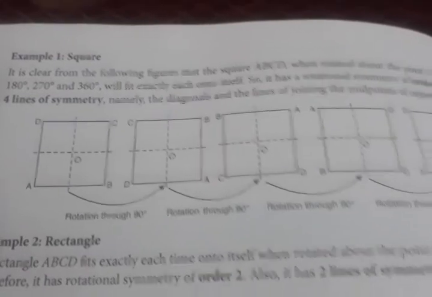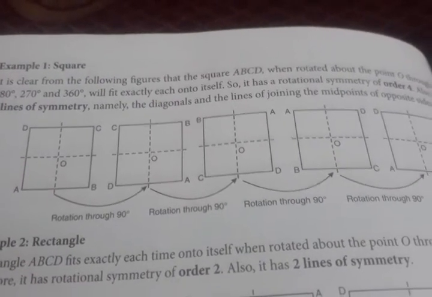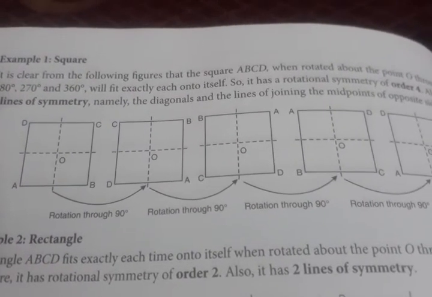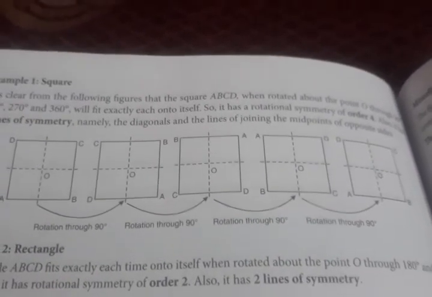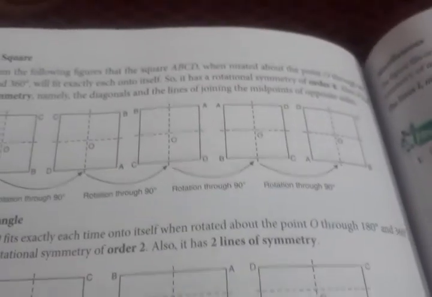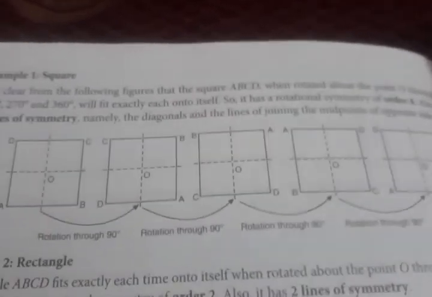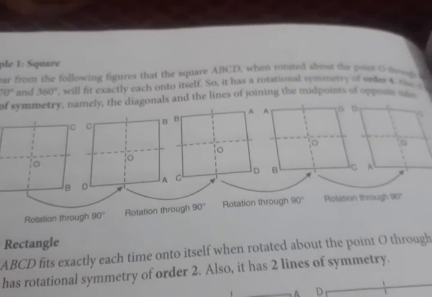It is clear from the following figures that a figure ABCD, when rotated about the point O through 180 degree, 270 degree and 360 degree, will fit exactly each onto itself. So onto means the same, equal. So it has a rotational symmetry of order 4. Square has rotational symmetry of order 4. Also find the 4 lines of symmetry, namely the diagonals and the lines joining the midpoints of opposite sides. So square has a rotation of order 4.